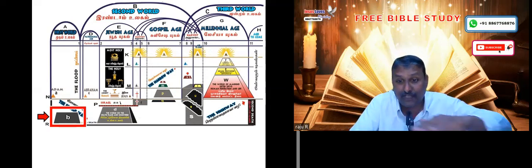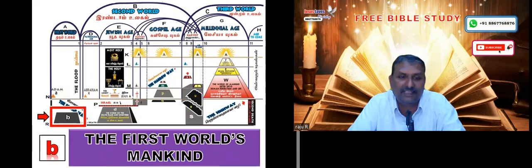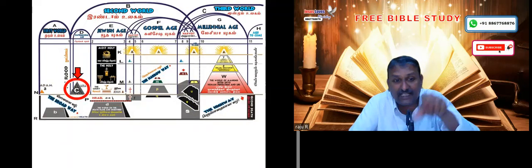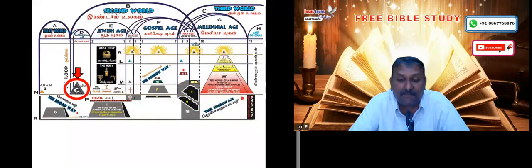Therefore, if you see, there is no head at all. Right? In the first world, mankind fell into sin. You see, there were only a few, but yet they were imperfect before God. Then, in the patriarchal age, we can see Pyramid C. Now, what does that represent? Adam was perfect, but what is this Pyramid C? What does it mean?